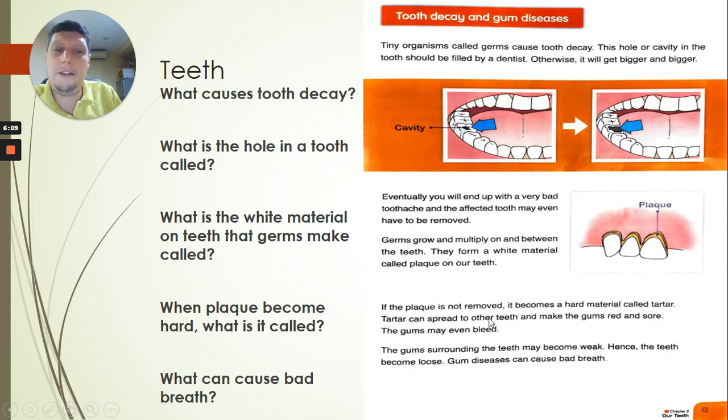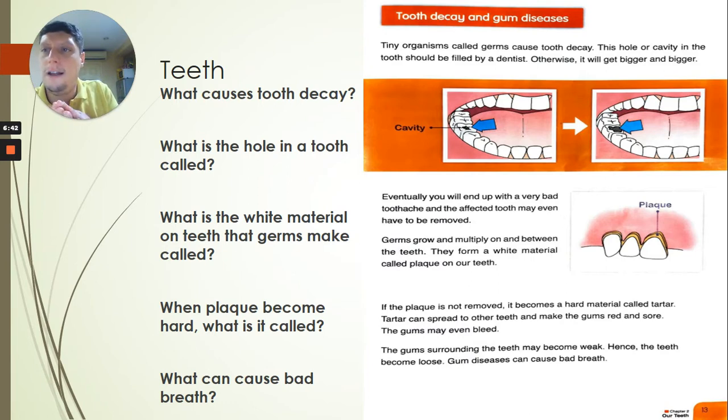If the plaque is not removed, it becomes a hard material called tartar. Tartar can spread to other teeth and make the gums red and sore. The gums may even bleed. So if you have too much plaque building up here, it gets harder, and the harder it gets, it then turns into something called tartar. So plaque will turn into tartar.